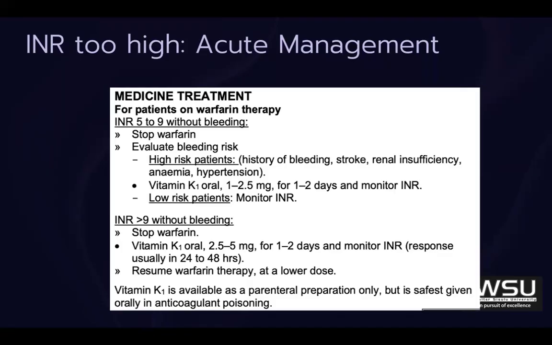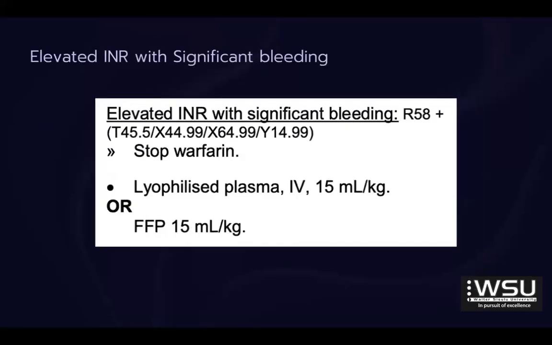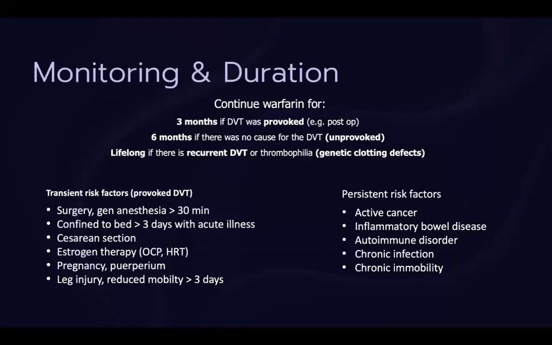It's interesting to note that the vitamin K1 is usually just available as a parenteral preparation. So we only get it as an IV preparation, but there's now very good evidence that you can very safely give it as an oral preparation, specifically in anticoagulant poisoning. So in these scenarios, we can actually give that vitamin K as an oral preparation, even though it comes in an ampule. In those patients with significant bleeding, you will definitely be admitting those patients, but the way we manage them is going to be largely through giving them fresh frozen plasma or lyophilized plasma, depending on what you have.